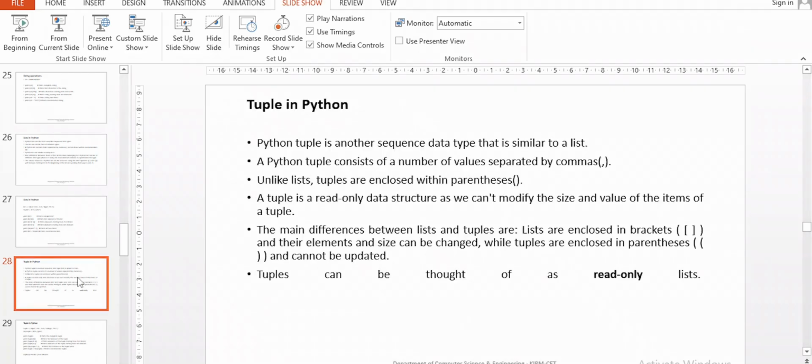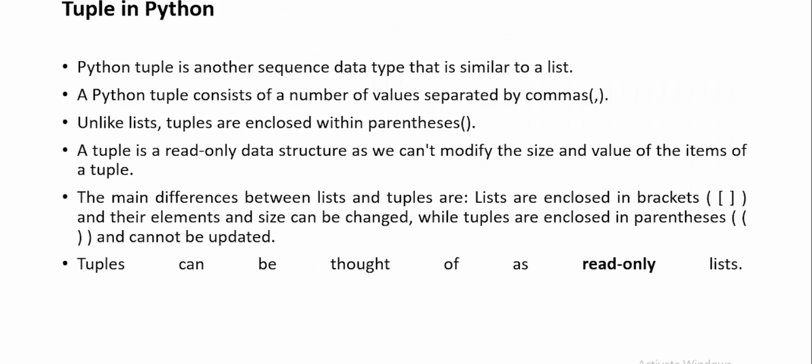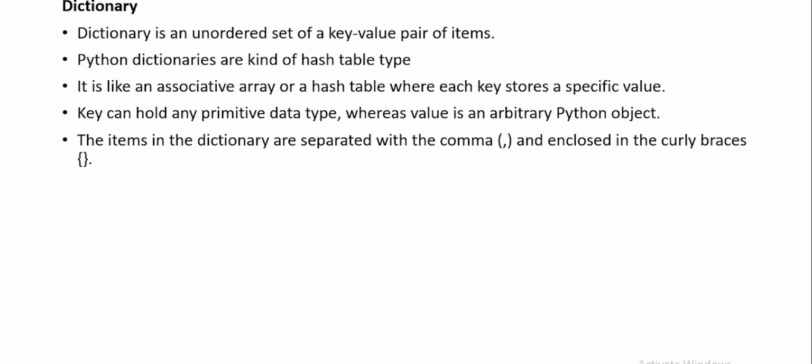Now we'll come to the next data type, that is dictionary. Now what is a dictionary? Dictionary is an unordered set of key value pair of items. Python dictionaries are kind of hash tables. So whoever has an idea of hash tables can easily understand the concept of dictionary. It is a key value pair, meaning for one item you have two values. The first one is the key and the second one is the actual value. So it is like an associative array or hash table where each key stores a specific value. So you can say again, dictionary is a key value pair of items.